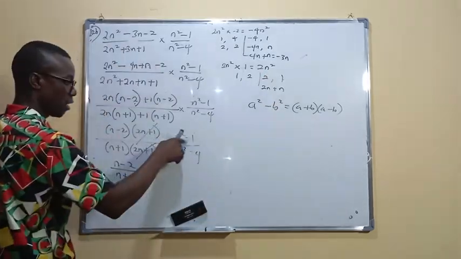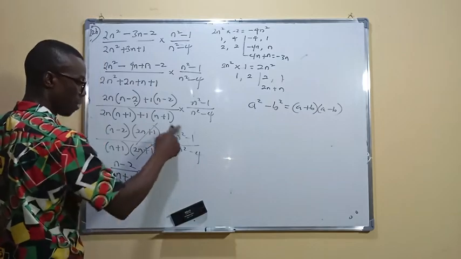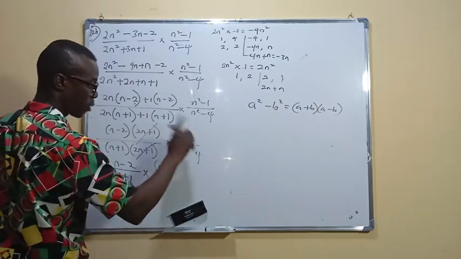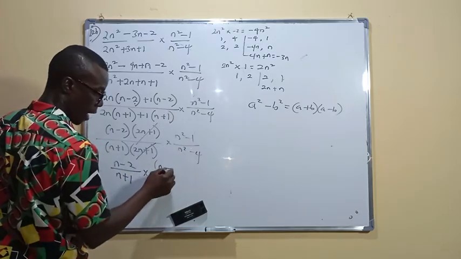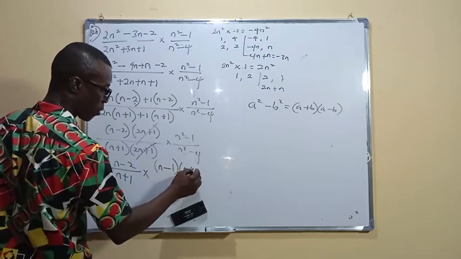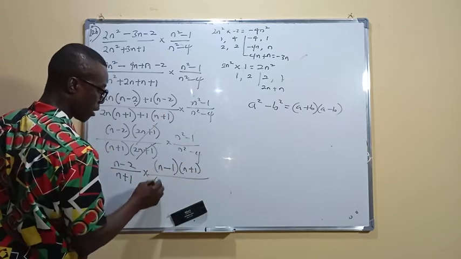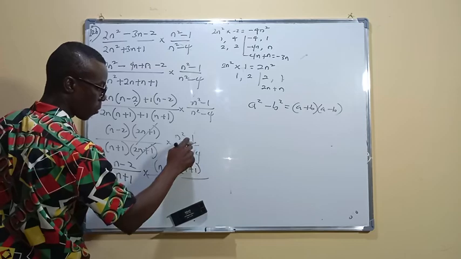Of B. So you can see that is exactly what we have here. So this is a perfect square of what? N. And this is a perfect square of 1. So I can say n minus 1 into n plus 1 all over. This is a perfect square of n, and this is a perfect square of 2.